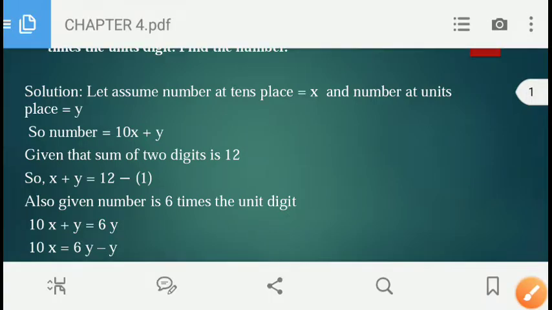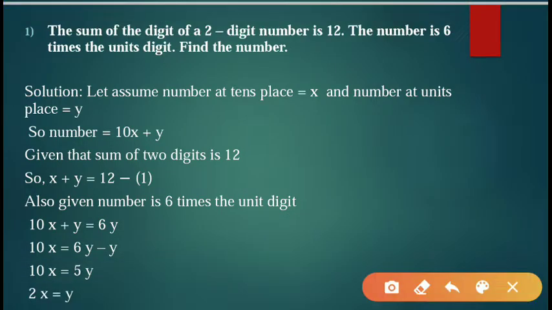Okay, let's assume the number. We do not know what the values of x and y are now. So that's why we are assuming that at the tens place this is x and the unit place is y. So this can be written as 10x plus y, because this is the tens place, that's why we are multiplying it by 10.